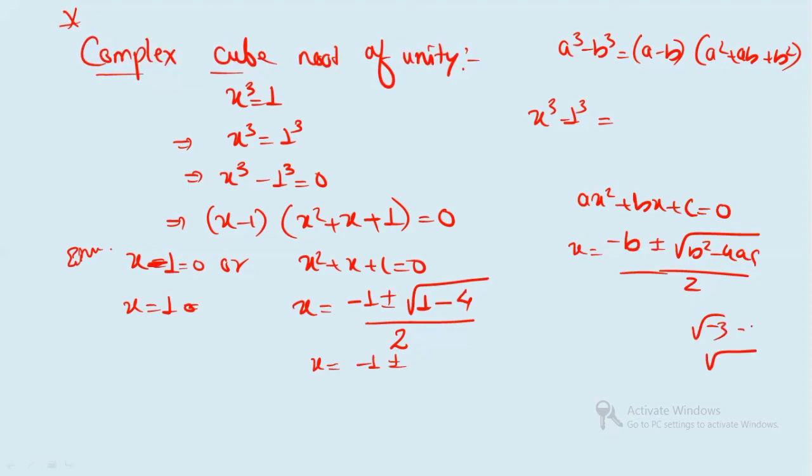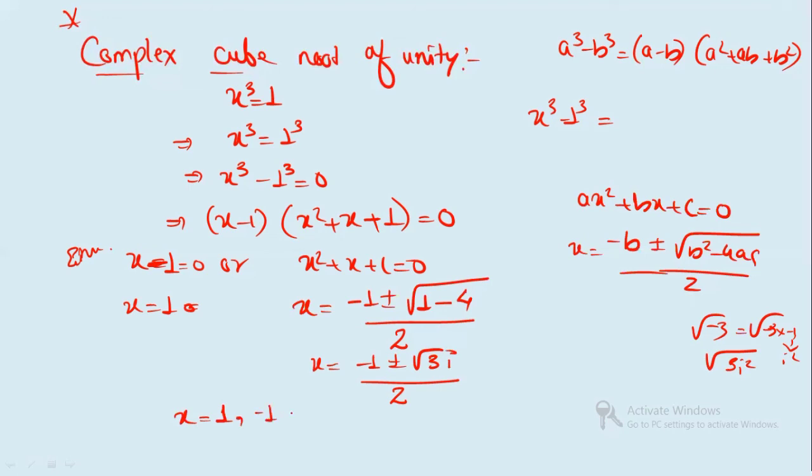Root over minus 3 means what? 3 into minus 1. Minus 1 is i square. So you can just write 3i square. That will give you root 3 i, divided by 2. So finally you can write x equals 1, minus 1 plus root 3 i divided by 2, comma, minus 1 minus root 3 i divided by 2. So this is 1, this is omega, and this you can write as omega square.